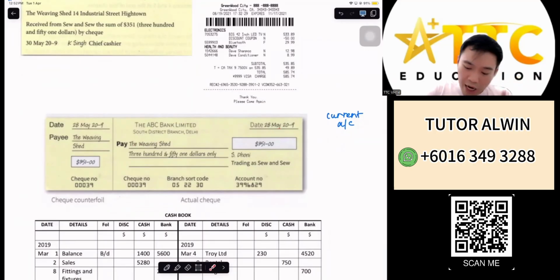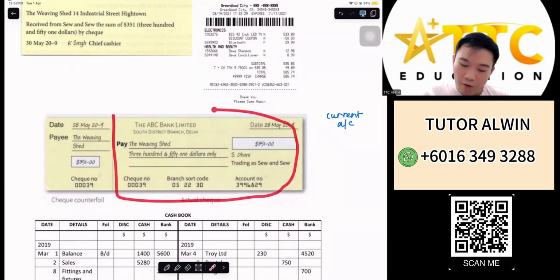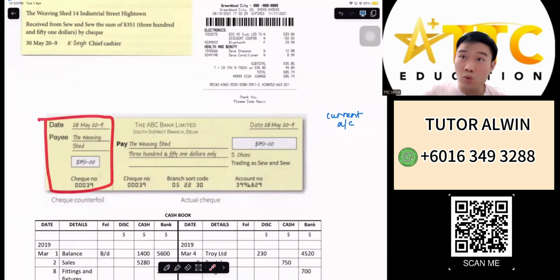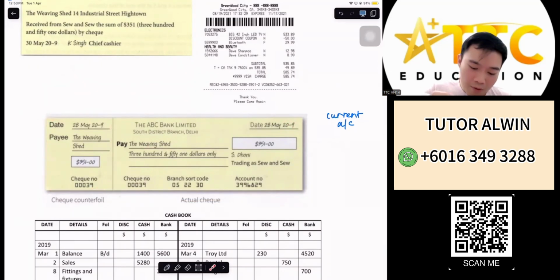So this checkbook has two parts. The first part is the check counterfoil, and you have these kinds of lines there, and you are able to tear off the actual check from the portion of the check counterfoil. So the actual check, you tear it off, and then you give it to who? You give it to the person who is receiving the money. In this case, you are paying to Weaving Shed because you are Sue and Sue.